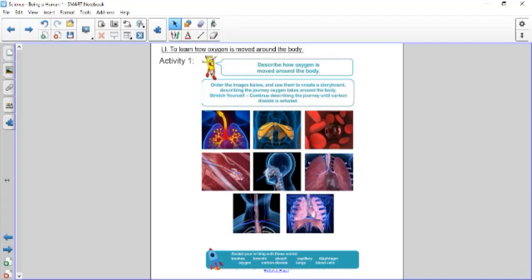Please use the rocket words from the lesson at the bottom of the handout. So you can pause the video now and complete the first activity.